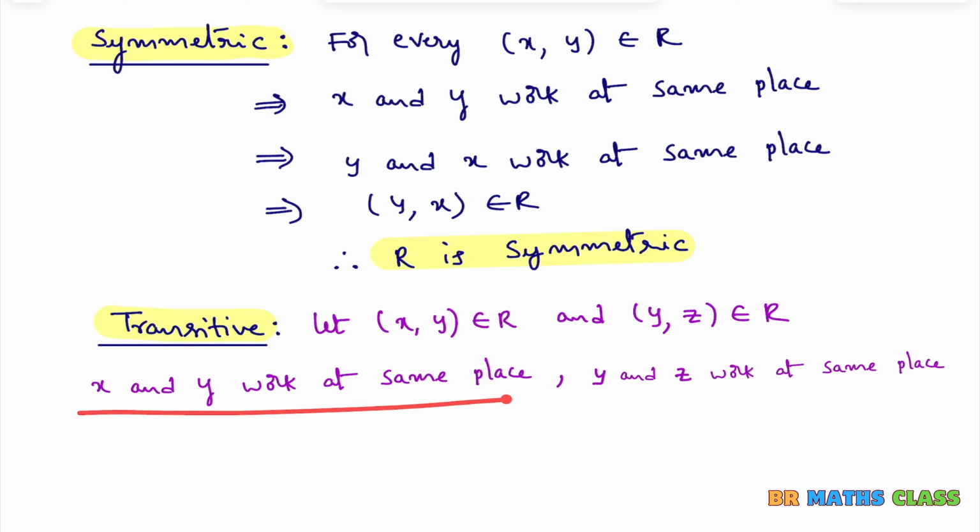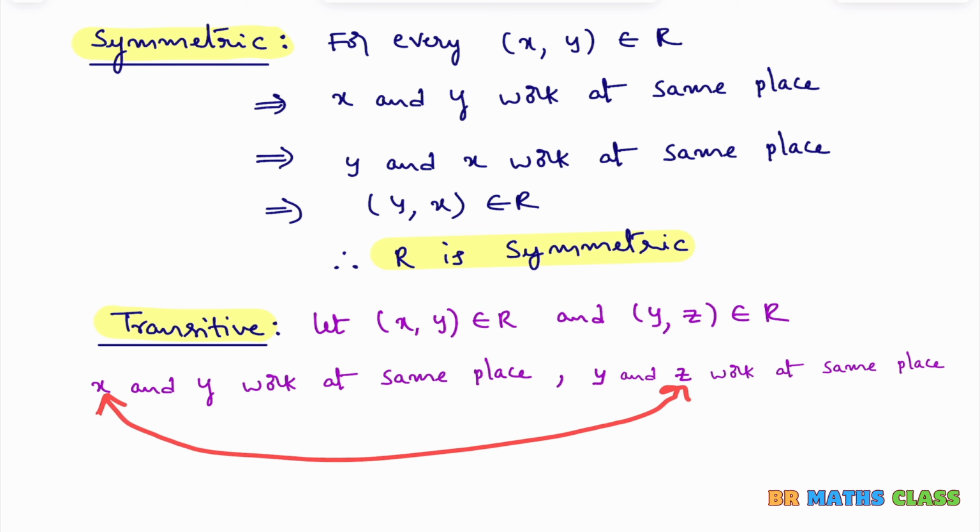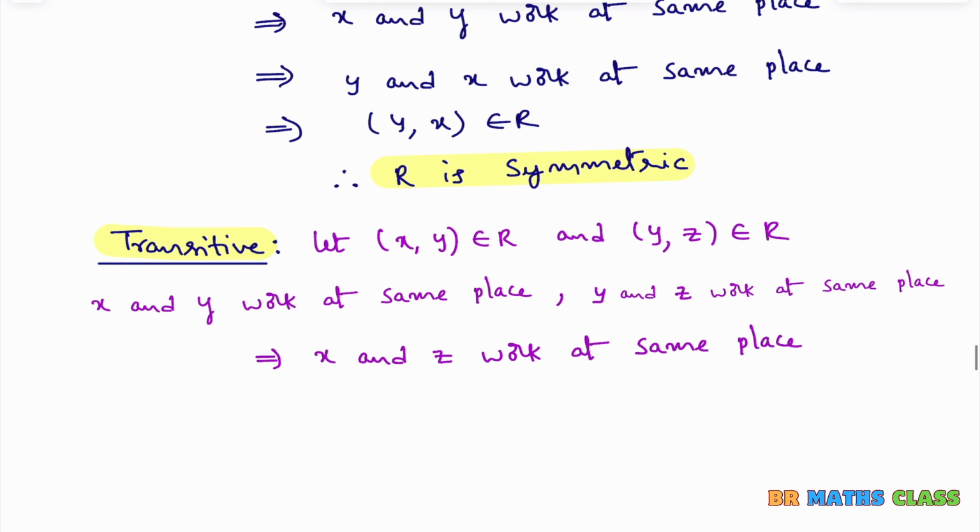If x and y work at same place, y and z also work at same place, that means here y is common in both. That means all these three are working at the same place. So I can say that x and z work at the same place. As x and z work at same place, from this I can write that the ordered pair x comma z belongs to the relation. So what happened here? For every x comma y and y comma z belonging to R, x comma z also belongs to R. Therefore, the relation R is transitive.